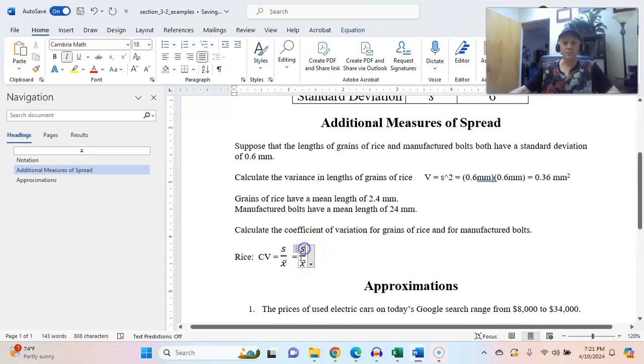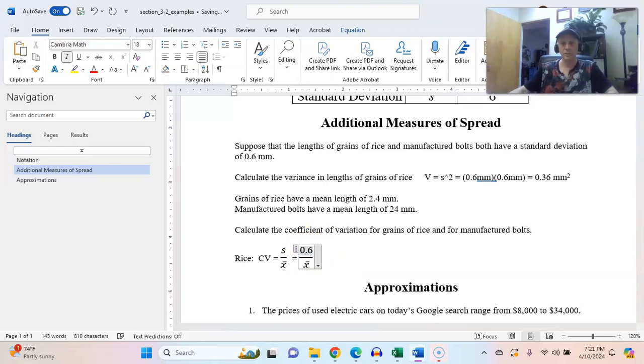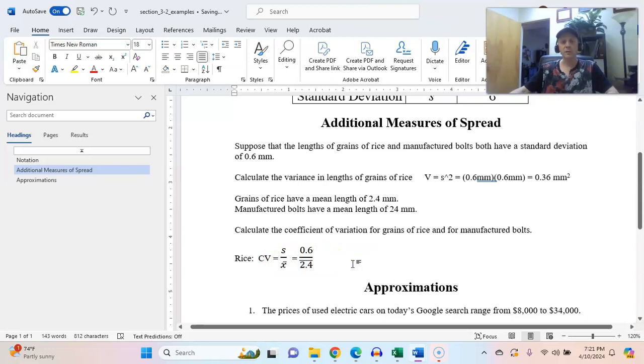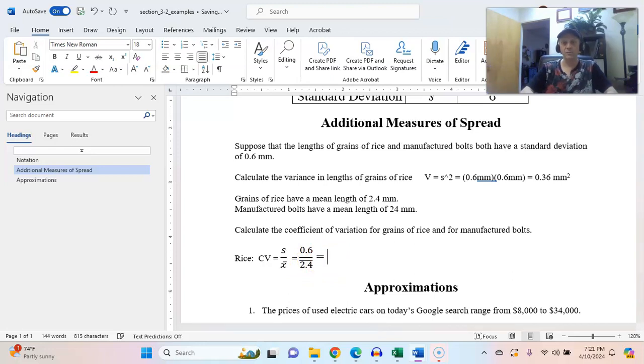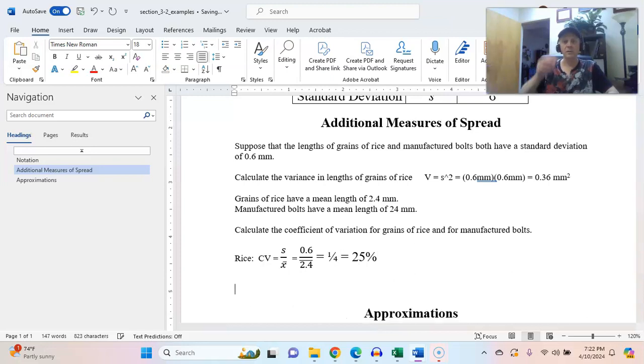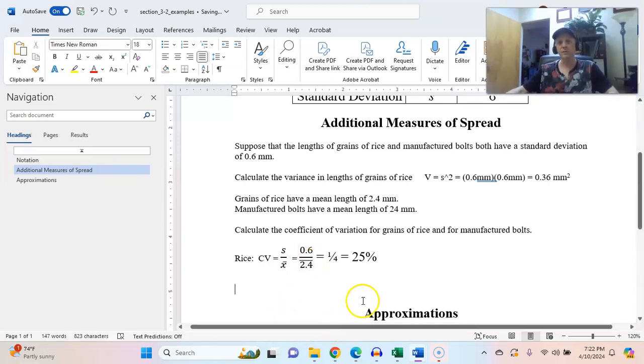That standard deviation is, of course, 0.6. And the mean is given for grains of rice in this problem as 2.4. When you divide that out, it gives you 1/4 or 25%. So that tells you that the grains of rice are varying plus or minus 25% of their own length, right? That's a lot of variation, which makes sense because they're living things and they grow in different circumstances.